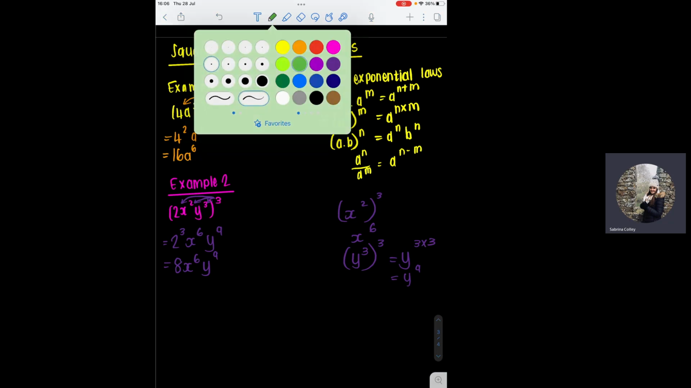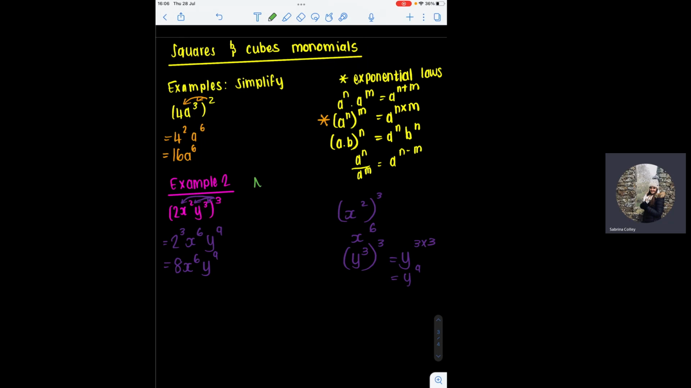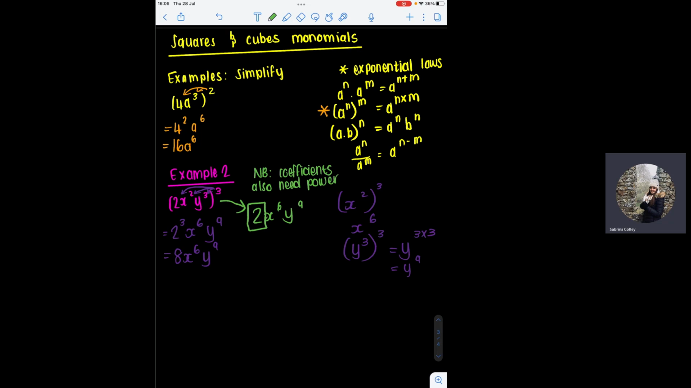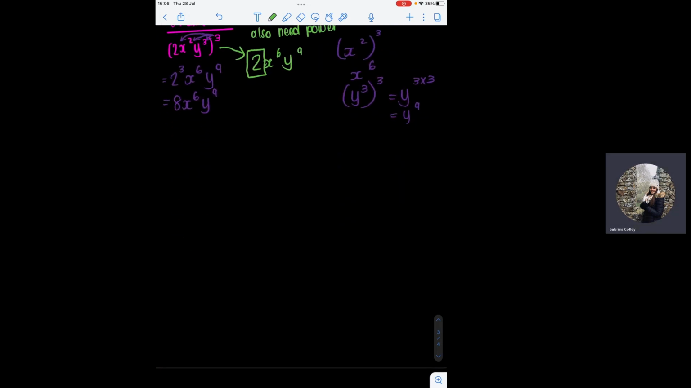I want you, if you know you make this mistake often, NB, that coefficients also need the power. A lot of people make this mistake where they say, from this step onwards, 2x to the 6, y to the 9. And they didn't take into account that this 2 also needs a power. Okay, let's do another example.